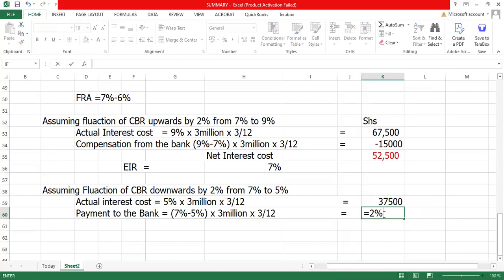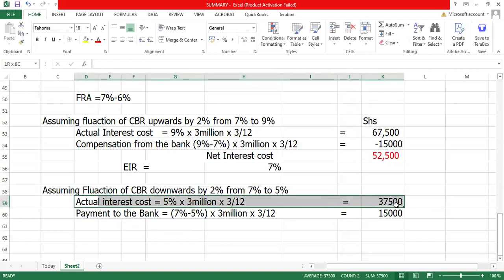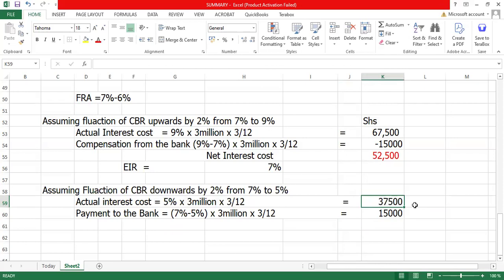Here it's 2% times 3 million times 3 out of 12. Now it's a payment to the bank. So it means that it is going to increase the cost. Already you're supposed to pay this, and still you're going to make a payment of this to the bank. So this figure must increase. You add here. You get this plus this. These things must be the same. If you find that you have different things, then you'll be wrong.